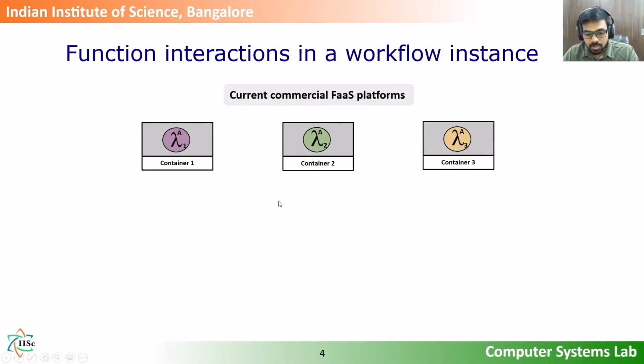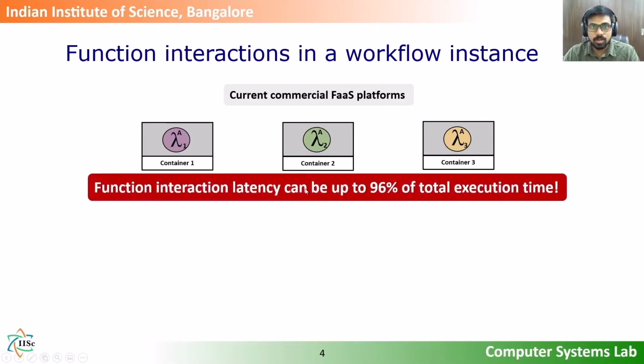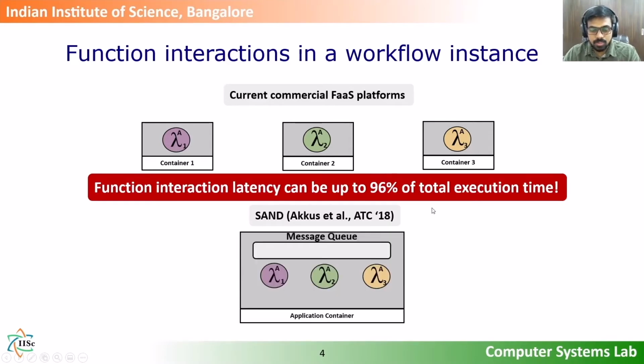From our evaluation, we observed that the function interaction latency can go up to 96% of the total execution time of the workflow. We are not the first to observe this, and this is not a surprising observation given that the functions themselves are short-running. One of the previous works, SAND, observed that it is not necessary to execute functions of a single instance in different containers. In their solution, functions are co-located on the same machine, and each function is run as a process within the same container. The intermediate results are communicated using a local message queue. This design provides reduced function interaction latency, but we found that there's still significant scope for improvement.